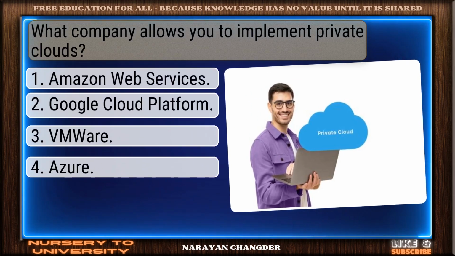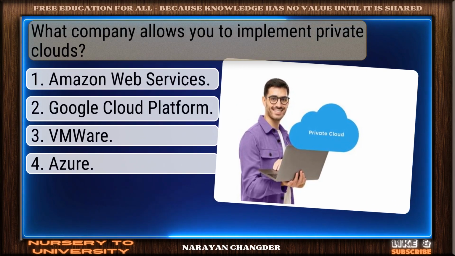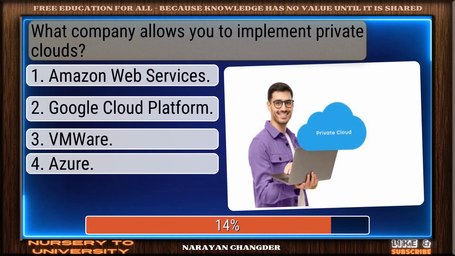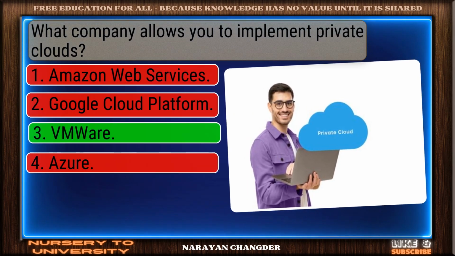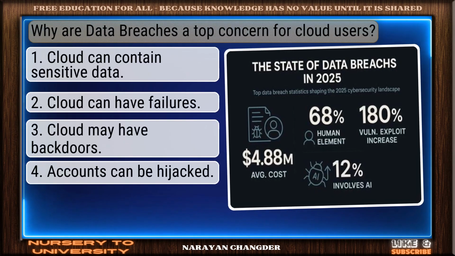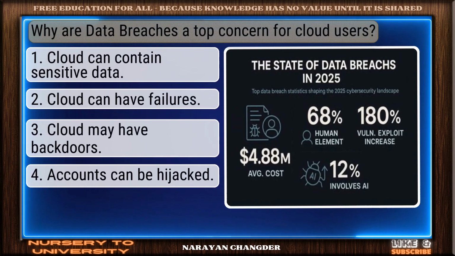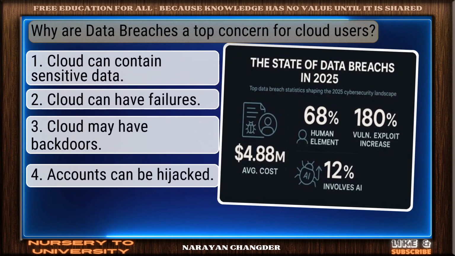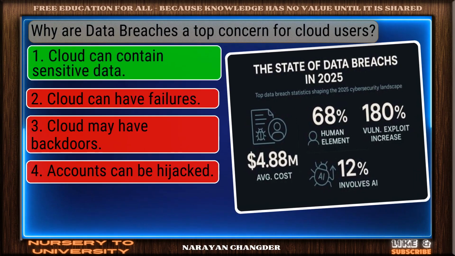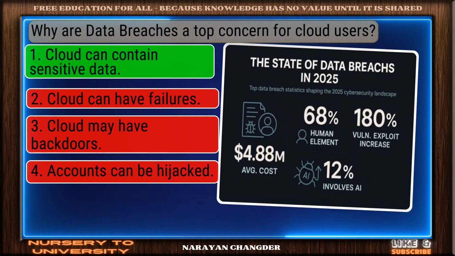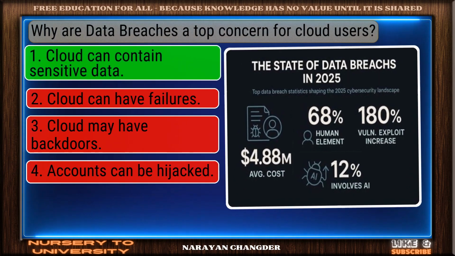Question number 64. What company allows you to implement private clouds? Nice work. You chose VMware and it is correct. Question number 65. Why are data breaches a top concern for cloud users? Right again. Cloud can contain sensitive data is a valid answer.